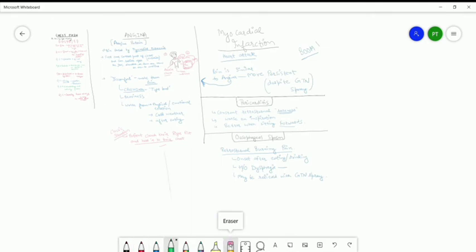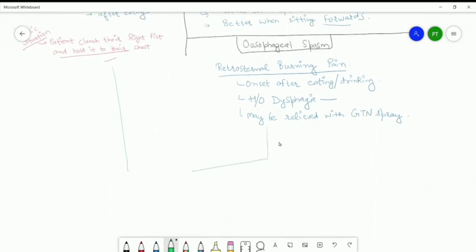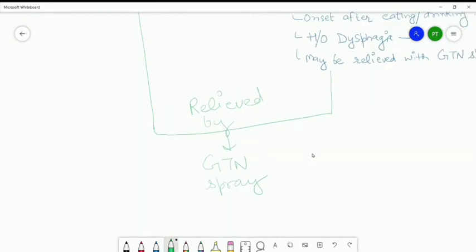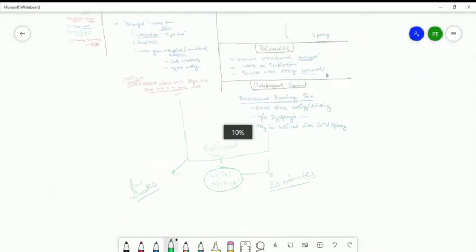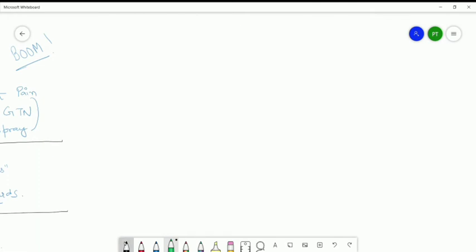But how will we tell the difference in what we have treated with GTN spray? Was it angina or was it esophageal spasm? So there is one simple method to know that. GTN spray, when given in esophageal spasm, relieves within 20 minutes. Okay, it relieves the esophageal spasm, burning pain sensation in 20 minutes, and it relieves angina in a few minutes only, and it does not cause relief in myocardial infarction that suddenly.